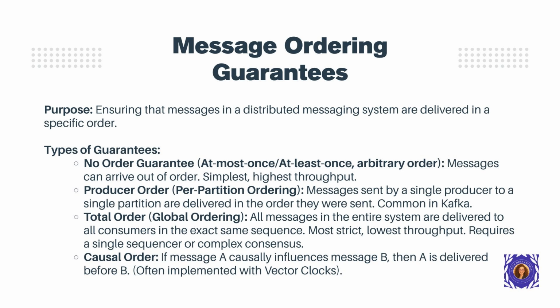Total order. Global ordering, most strict and challenging. All messages in the system are delivered in the exact same global sequence. Requires complex mechanisms, leading to lower throughput. Causal order. If one message influences another, the influencer is delivered first, often tracked with vector clocks. Stronger ordering guarantees generally come at the cost of lower throughput, higher latency, and increased complexity. Understanding these trade-offs is vital for designing efficient messaging systems.